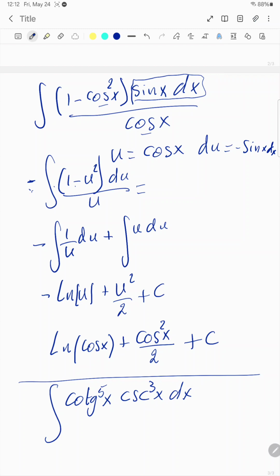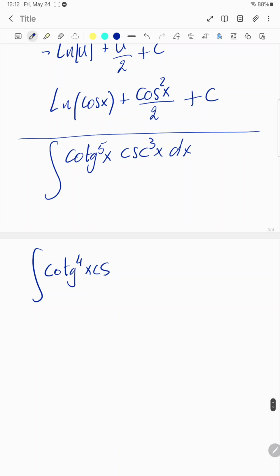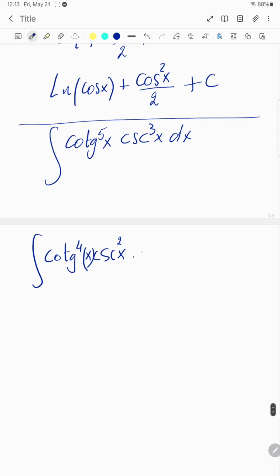So for this one, again, I don't like the power of an odd number. Let's make it the power of an even number. So I can write it as the integral of cotangent to the power of 4 x, but I still owe a cotangent. And the cosecant, cosec to the power of 2 x. And now I have to multiply by cosec x, so I have the cosec x taken care of, but I still am missing cotangent x dx.